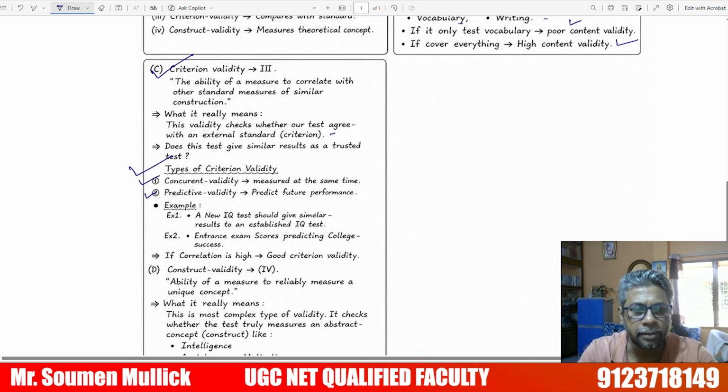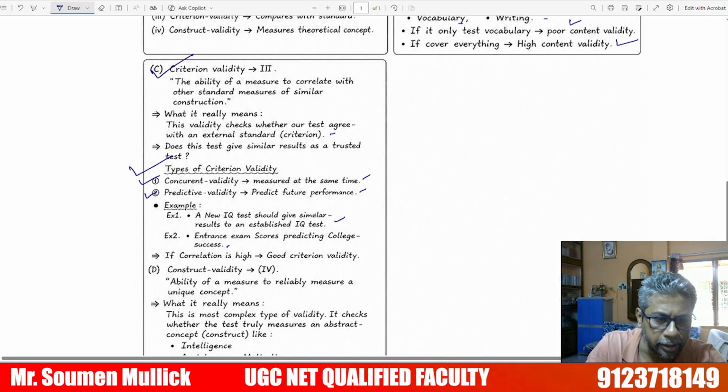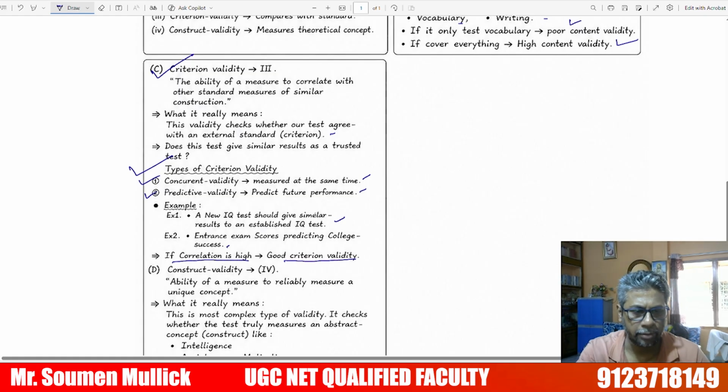Concurrent validity measures at the same time. Predictive validity predicts future performance. Example: a new IQ test should give similar results to an established IQ test. An entrance exam score predicting college success. If the correlation is high, there is good criterion validity.